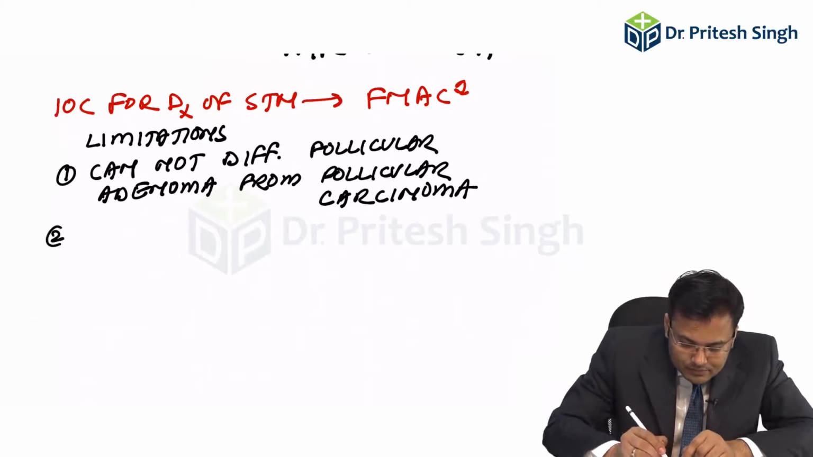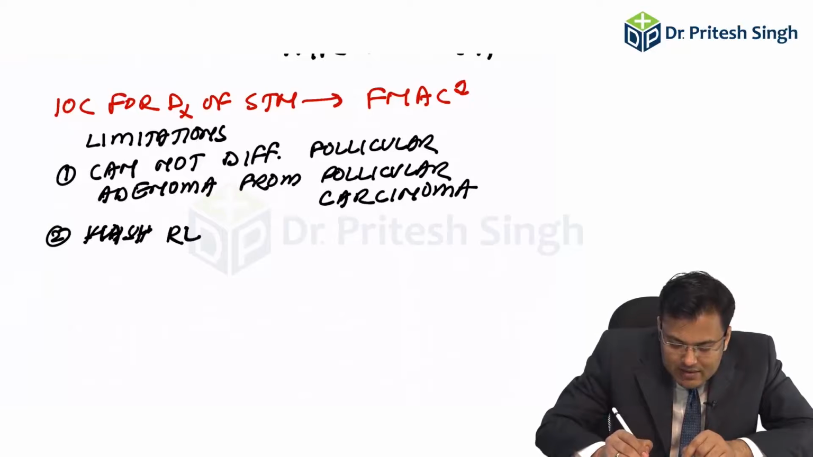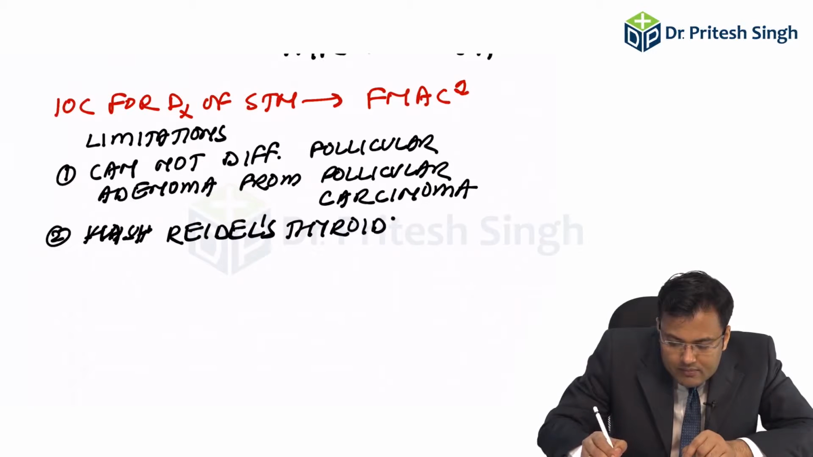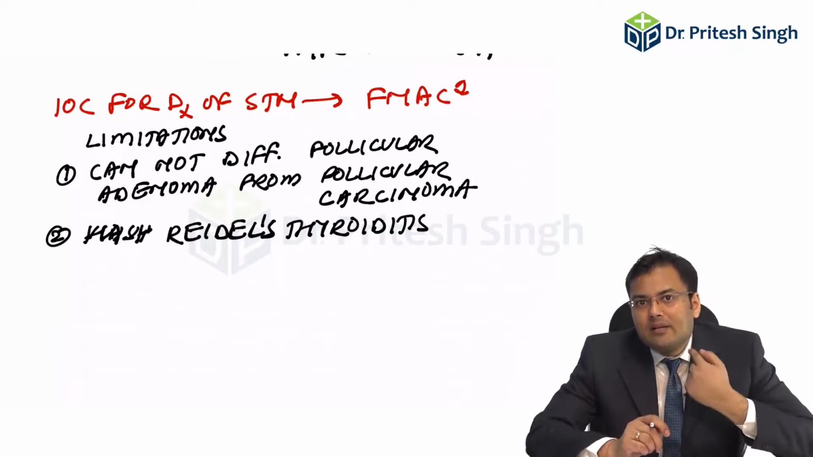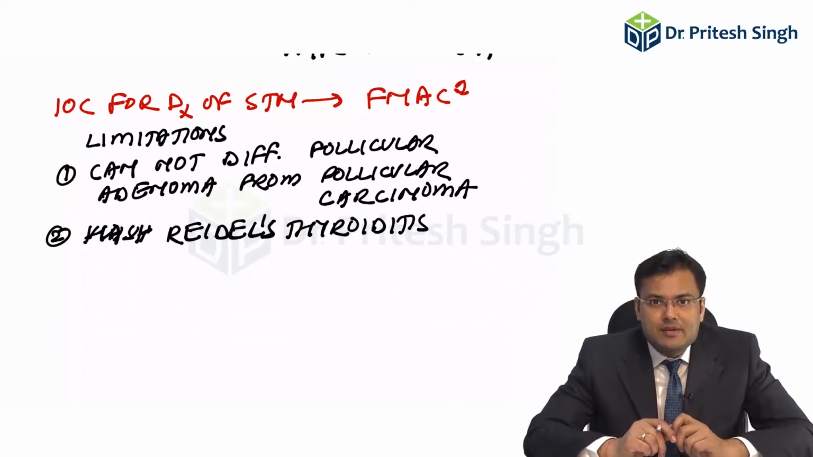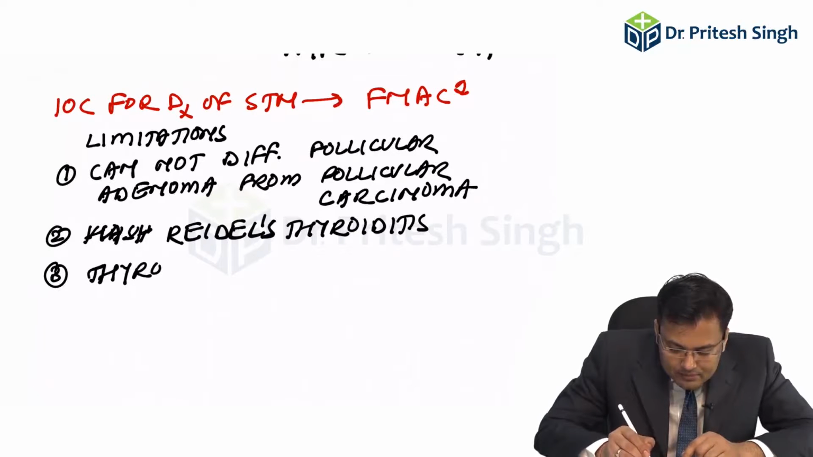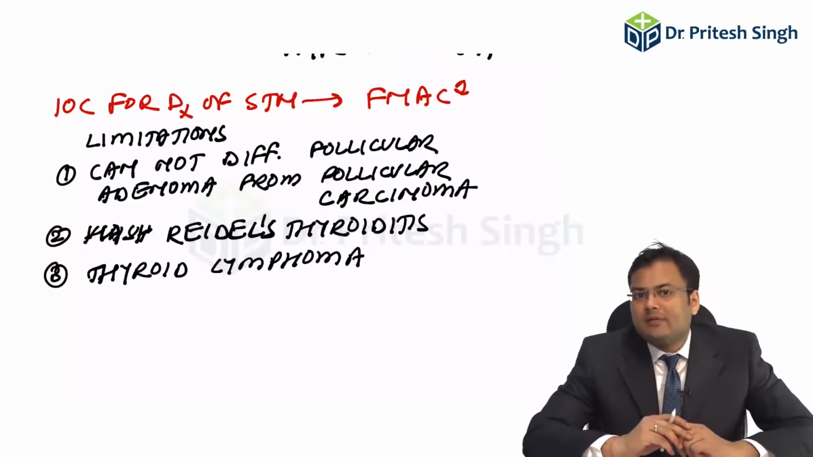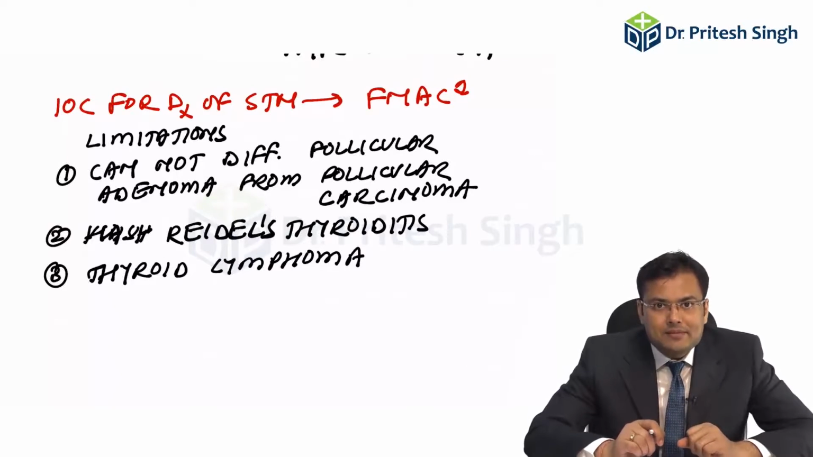Second limitation, Riedel's thyroiditis. In Riedel's thyroiditis, the thyroid tissue is replaced by fibrosis. That's why FNAC is not going to diagnose this condition also. And third is thyroid lymphoma. The diagnosis of thyroid lymphoma is made by biopsy. So these are the limitations of FNAC.